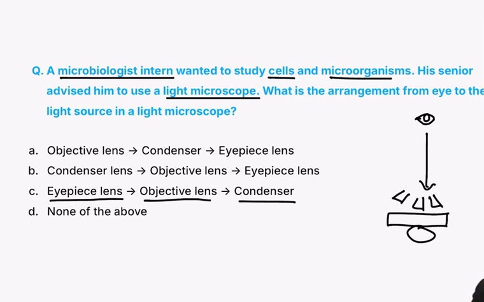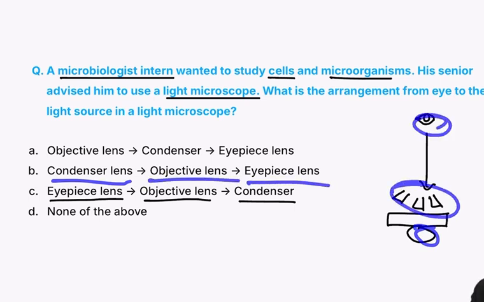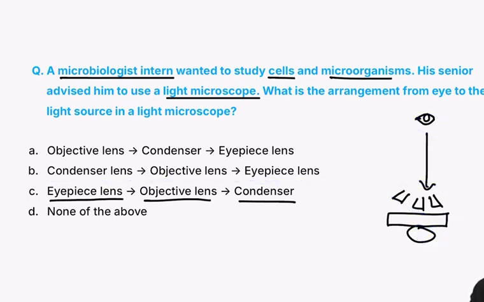In case they would have asked you from down up, then your answer would have become condenser, then objective lens, and then eyepiece. So it's so important to know from where to where has been asked. Over here, from eye to light source has been asked. That is why option C is the answer.